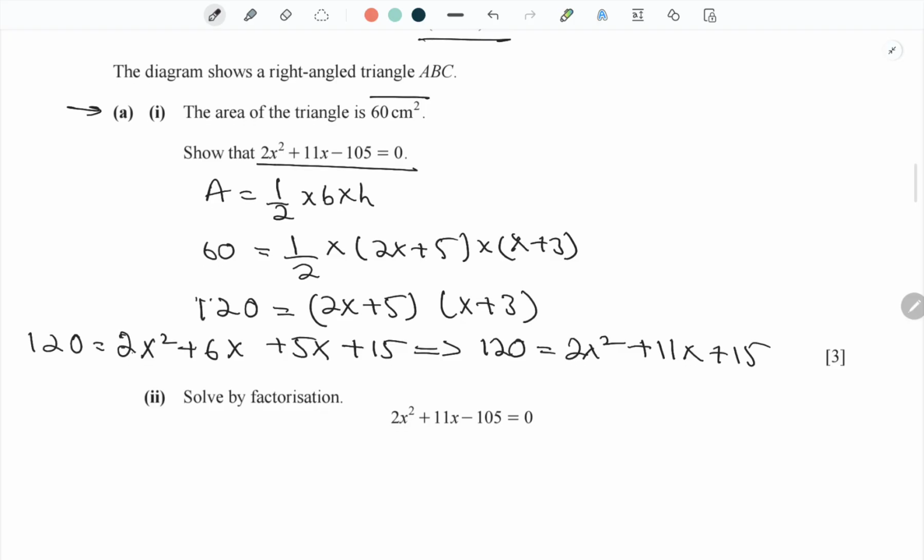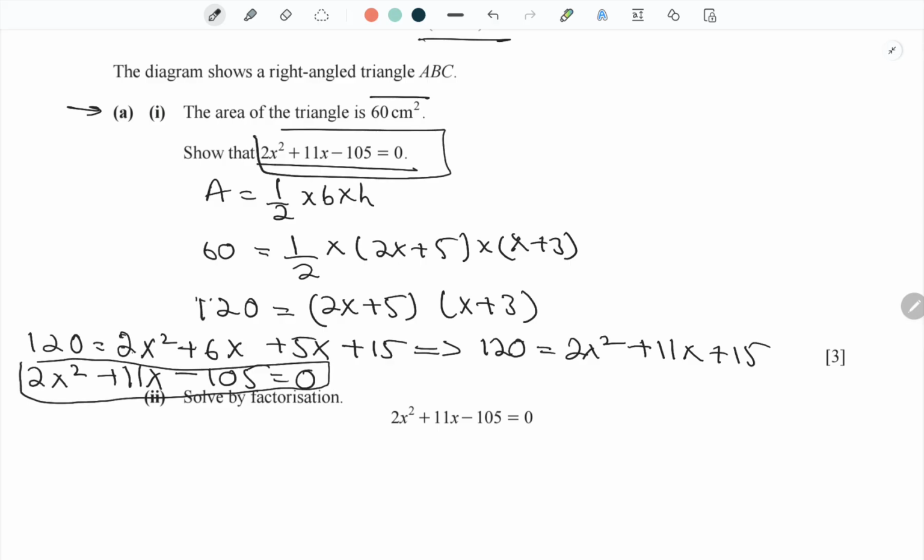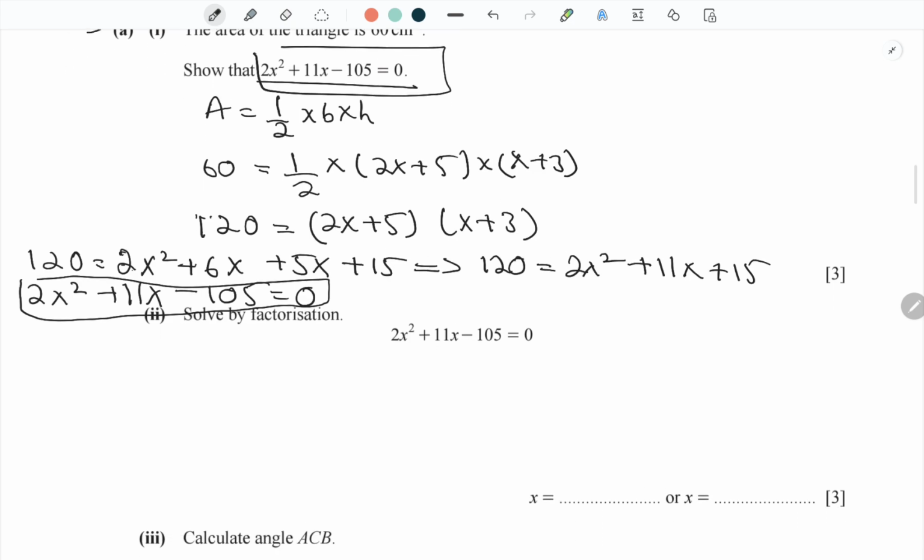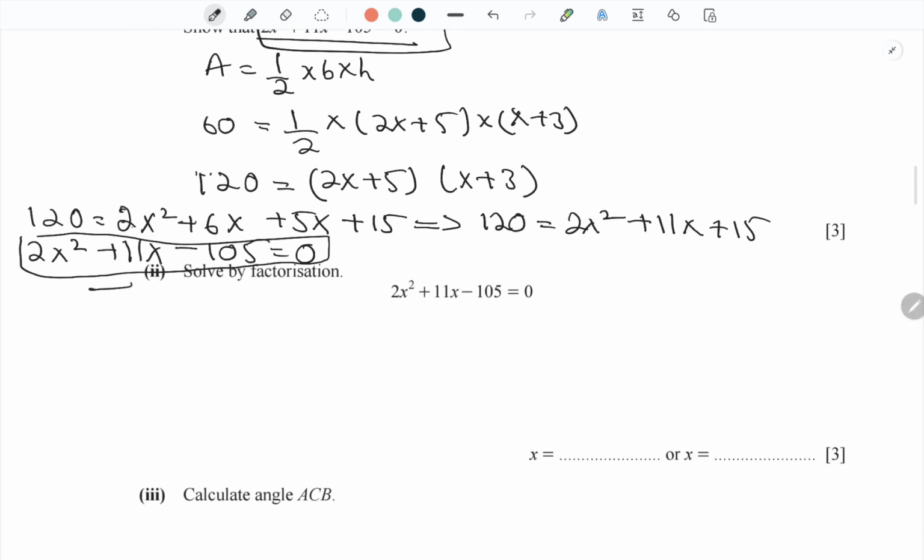Now we simplify that one. So 120 is moving to the other side, so it should be negative 120. So we get 2x square plus 11x, negative 120 plus 15, so we get negative 105 equals 0. So you see that this one that we are finding here and this one are both the same, so this is the answer. Now we do the factorization of that one.